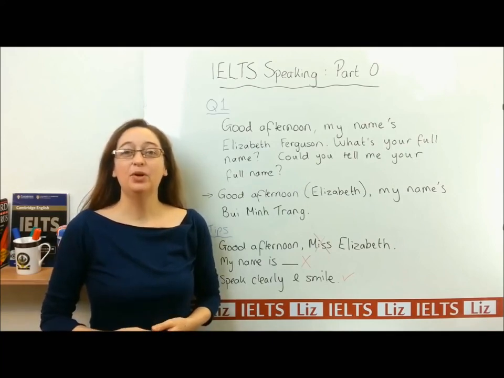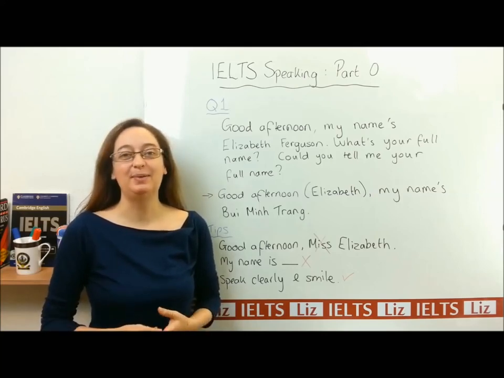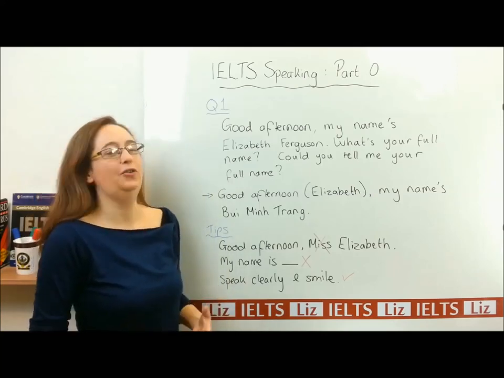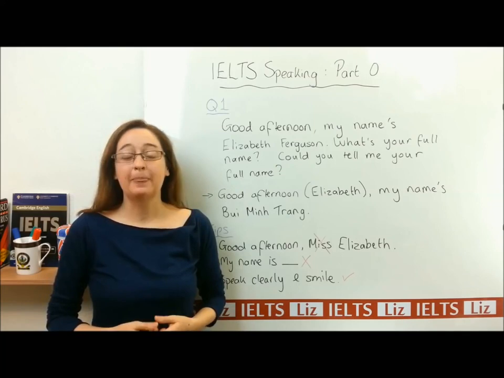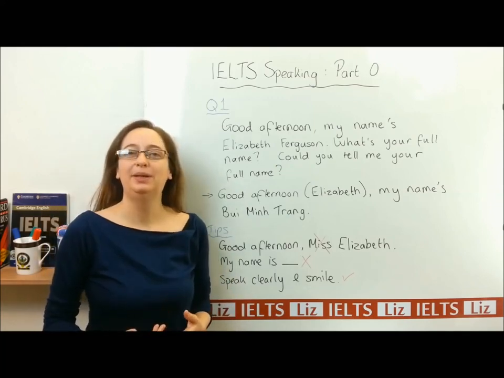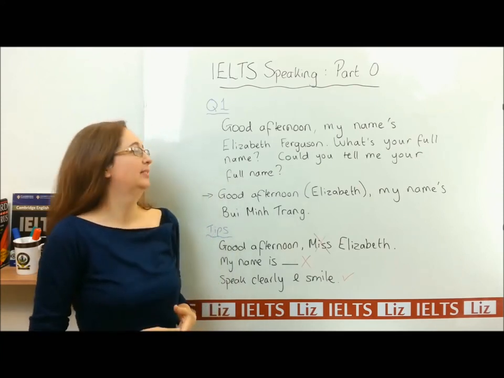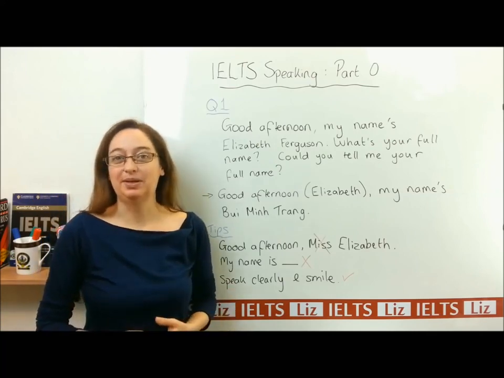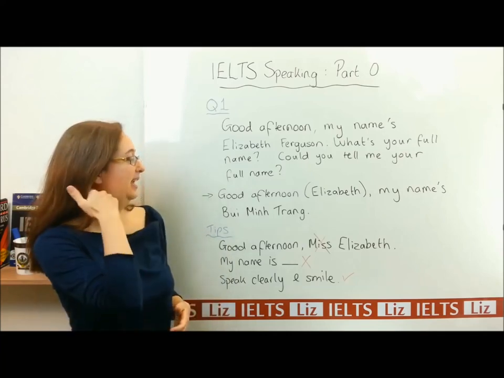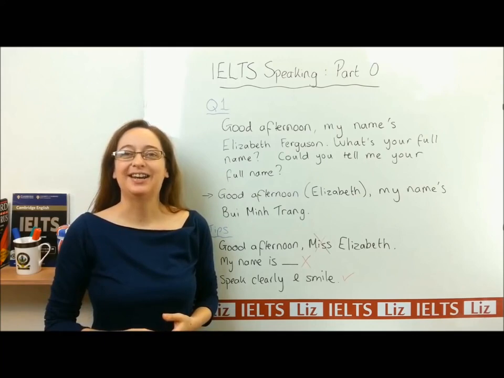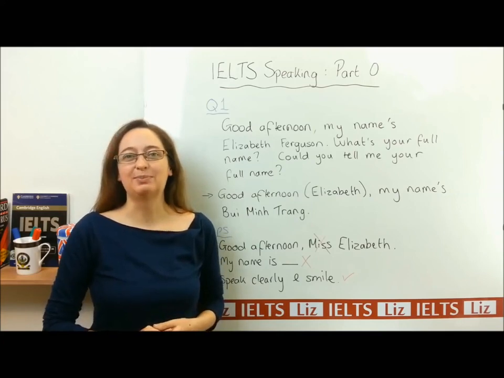In the first question, the examiner will introduce him or herself, and the examiner will give their name. So the examiner is going to say, "Good afternoon, my name's Elizabeth Ferguson, what's your full name?" Or maybe they might say, "Could you tell me your full name, please?" And you need to answer, "Good afternoon, Elizabeth." You can give the examiner's name or not, it's your choice. And then you can say, "My name's Bui Ming Chang." Now, it's a simple question and simple answer, but I still have some tips.